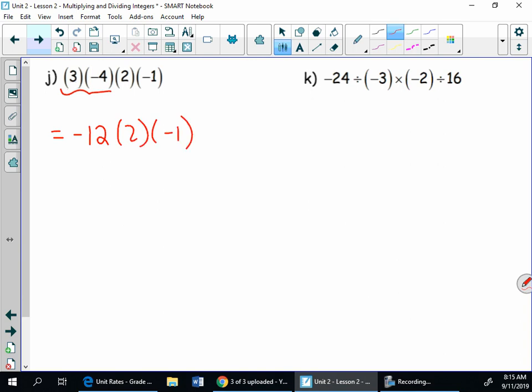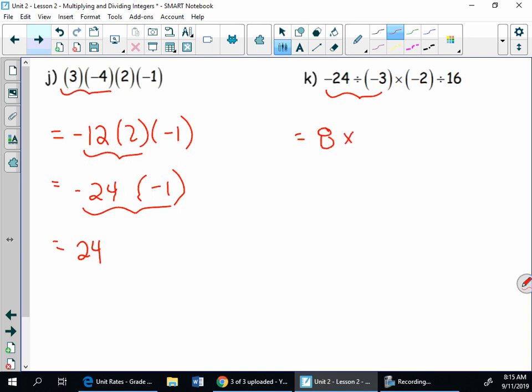We're kind of doing BEDMAS here now, right? Okay, I do a negative 12 times 2, that's a negative 24. The 1 stayed the same. Now if I do the last set, negative times a negative, that's a positive, and I get 24. Remember, BEDMAS said we work from left to right. That's what I did there. And if we try K, I've got negative 24 divided by negative 3. That's a positive 8. And everything else is going to stay the same.